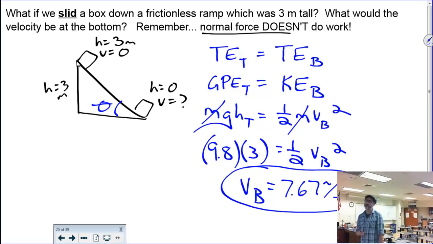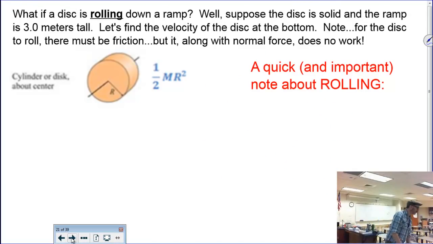Now, what if instead of sliding the box down the ramp, what if we had an object that was rolling down the ramp? Okay, so for our next example, what we're going to do is, instead of having a box sliding down the ramp, we're going to have a disc rolling down the ramp. All right, so we're going to use a solid disc and then the same ramp. All right, and we're going to try to find the velocity at the bottom.